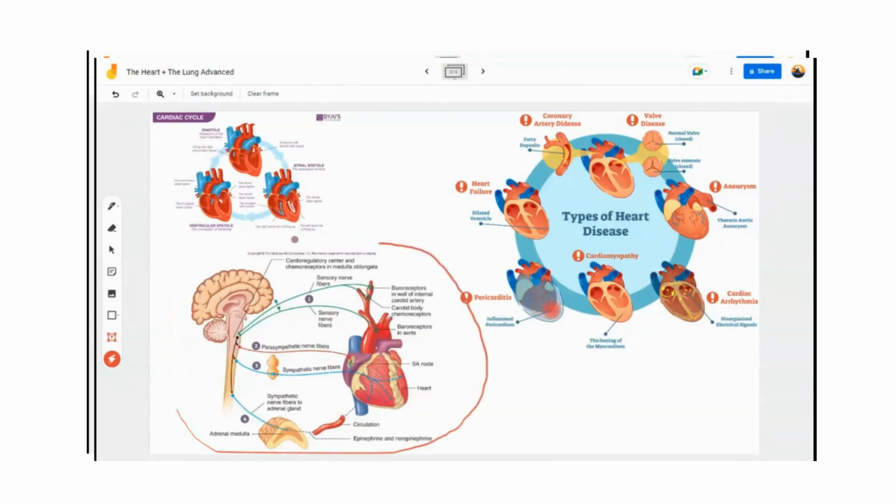The bundle of His conducts the waves of electrical activity between the ventricles down to the apex of the heart. The bundle splits into thinner muscle fibers up the ventricle walls called the Purkinje tissue. The Purkinje tissue carries the waves of electrical activity into the muscular walls of the left and right ventricles, causing them to contract simultaneously and from the bottom upwards.